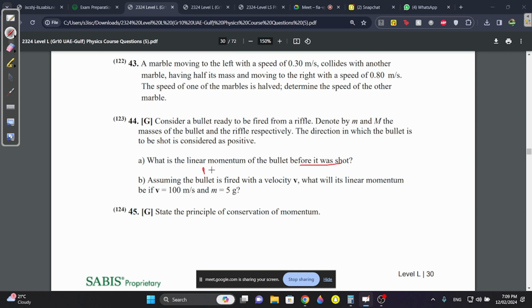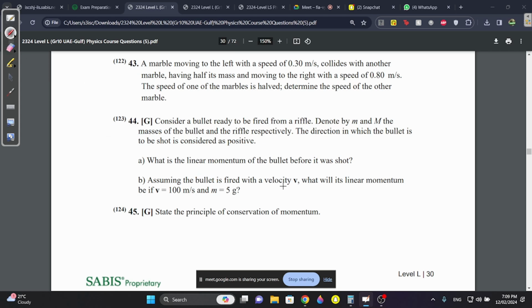You know that the momentum p is equal to mv, right? Yeah, the momentum is equal to mv. Okay, and before the bullet was shot, the bullet wasn't moving, and the velocity of the bullet is zero before it was shot. So obviously the momentum will be zero, so the linear momentum will be zero.